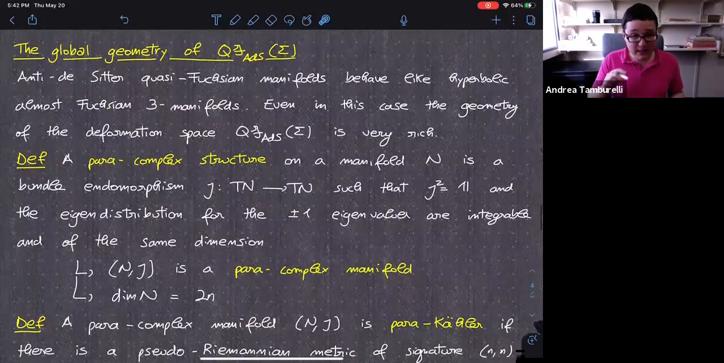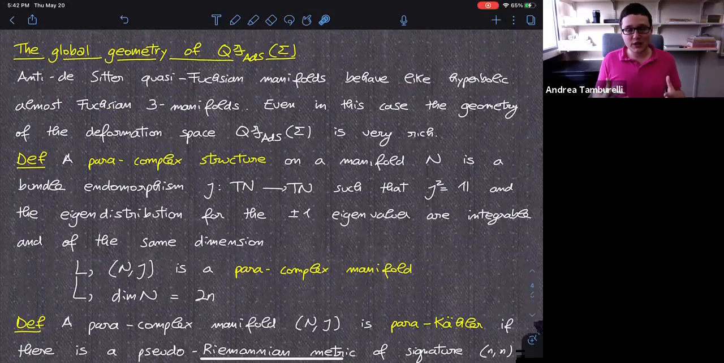Okay, so the main result that we saw about almost-Fuchsian hyperbolic manifolds was about the global geometry of the deformation space, which was very rich. We could define on the space of almost-Fuchsian manifolds a hyperkähler structure. Okay? So we have an analogous result in this context, but first I have to define for you the analog of a hyperkähler structure in this mixed signature context.